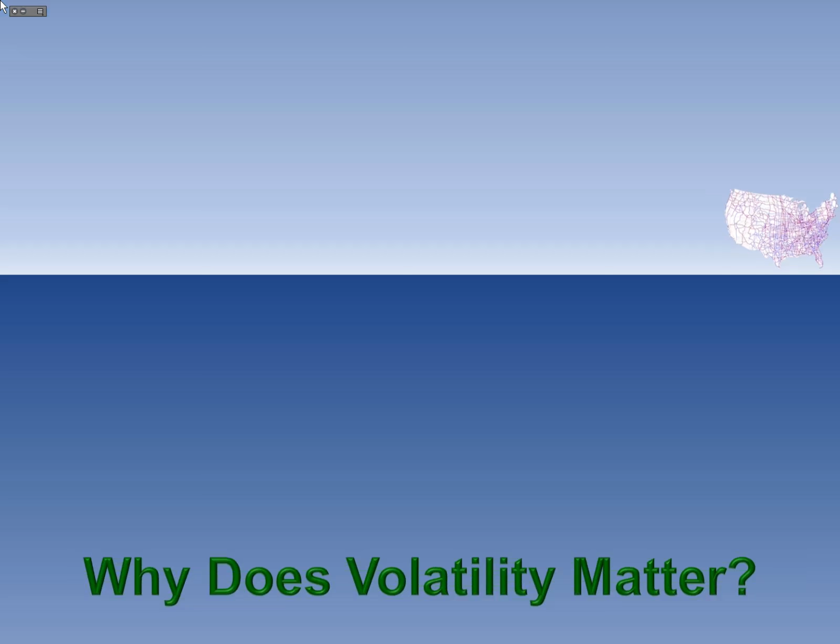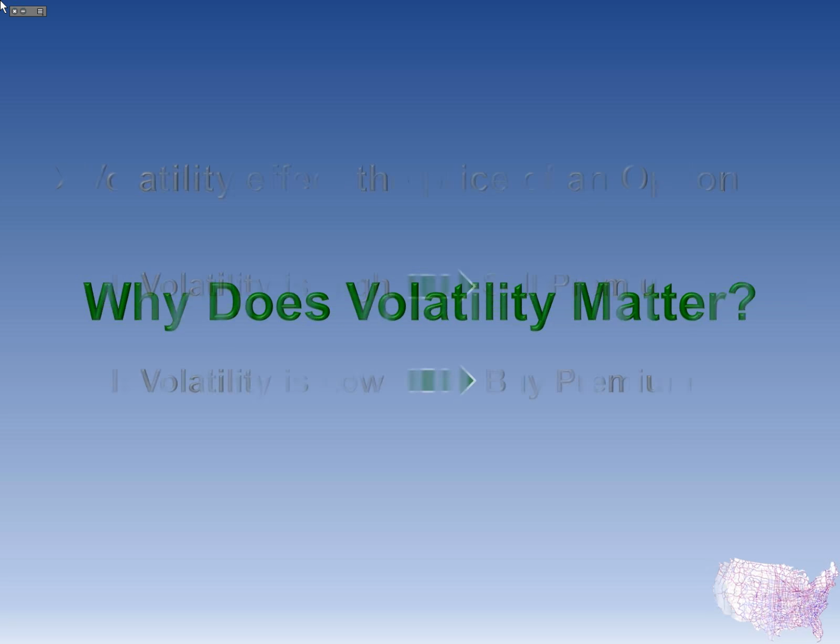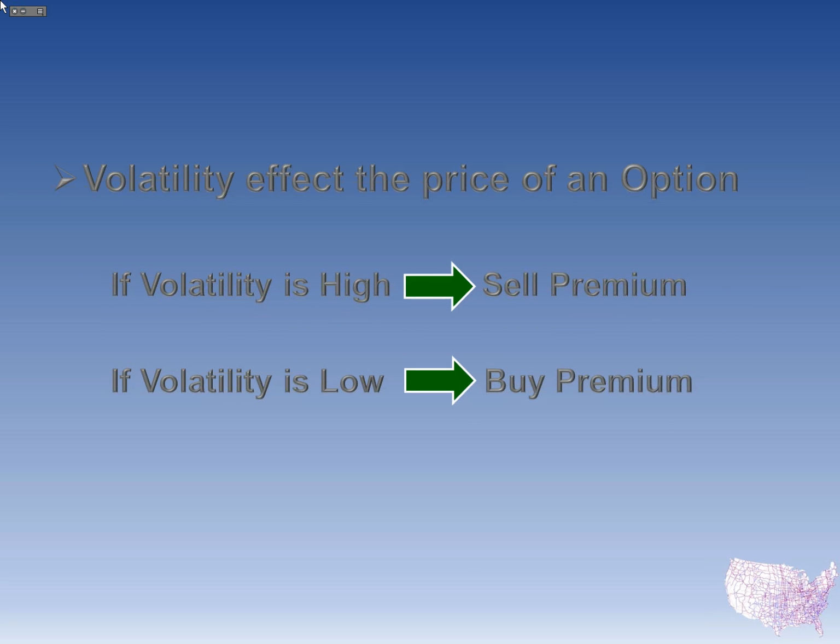All right, so now, why does volatility matter? I think I probably already said this 100 times, right? Volatility affects the options premiums. When volatility is high, we sell premium. And like I said, we're looking at IV percent, and that is the current IV minus the low IV, divided by the high IV minus the low IV.